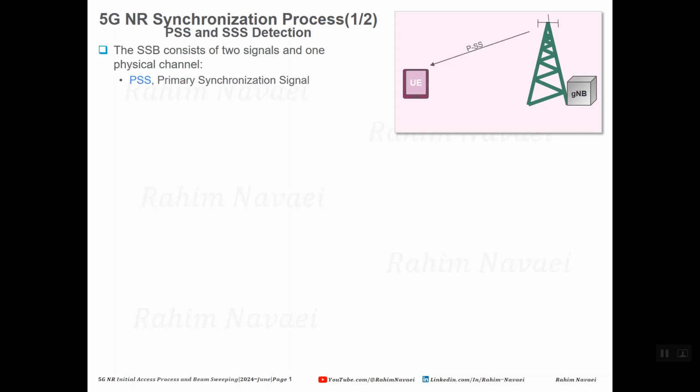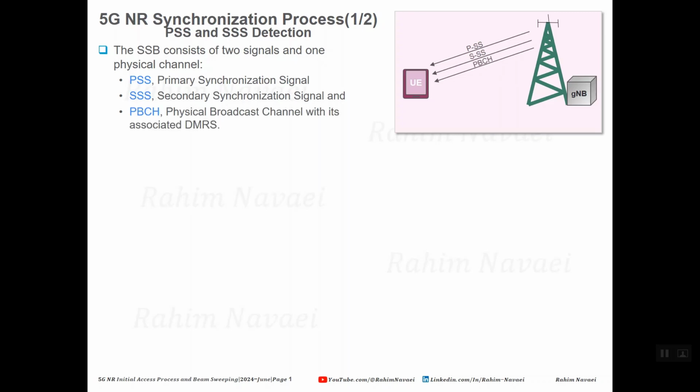PSS, primary synchronization signal; SSS, secondary synchronization signal; and PBCH, physical broadcast channel. SSB refers to synchronization signal and physical broadcast channel block. For simplicity, I'll use synchronization signal block in this video.